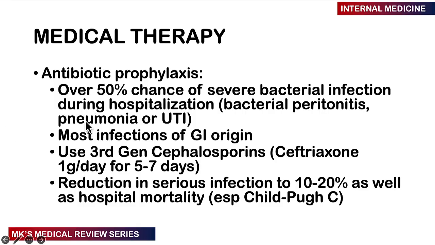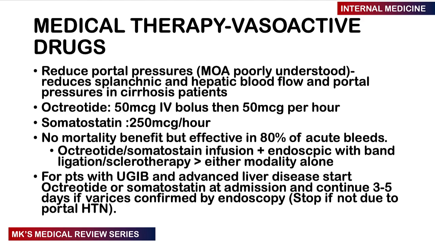And remember that the administration of antibiotic prophylaxis has been shown to reduce the risk of serious infection by about 10 to 20%, and has also been shown to reduce the mortality rates of patients in the hospital, especially those with a Child-Pugh score of C, or rather Child-Pugh class C.